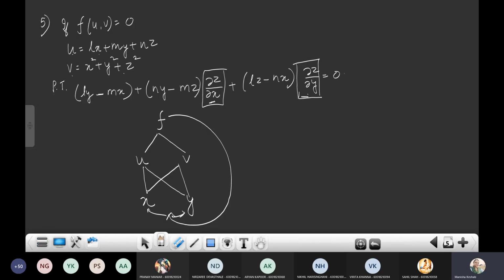Is it clear? This is very, very important. That's why I said that from the question you can find out which is the function of what. So now we find that f is a composite function of x and y. So we can easily find del f del x and del f del y. Let us try to do that.